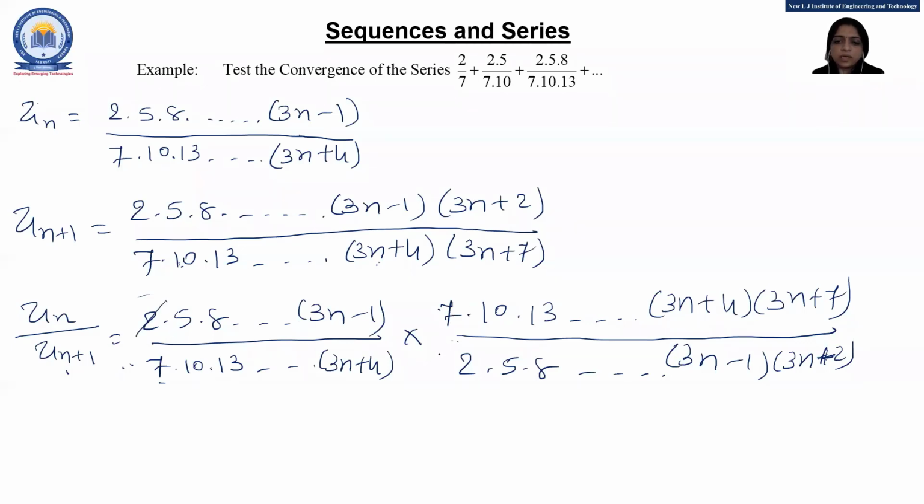So this is the value of un, and this one is the value of un plus 1. After simplification, the terms 2, 5, 8 up to 3n minus 1 all cancel. And from the other side, 7, 10, 13 up to 3n plus 4 all cancel. So what is our remaining term? Our remaining term is 3n plus 7 upon 3n plus 2.